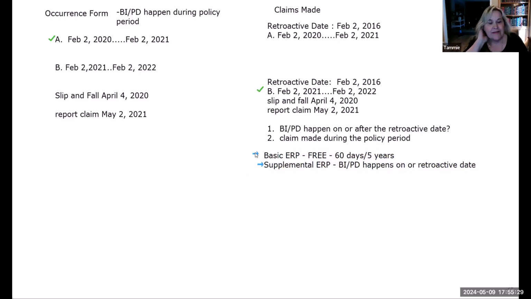So a couple things to kind of wrap this up for your state test is I would memorize your occurrence form. The bodily injury and property damage has to happen during the policy period. It doesn't matter when the claim is reported. You're always looking back to find out when it happened. This is the way most policies are written. A claims made has a retroactive date. The bodily injury or property damage has to happen after the retro date.